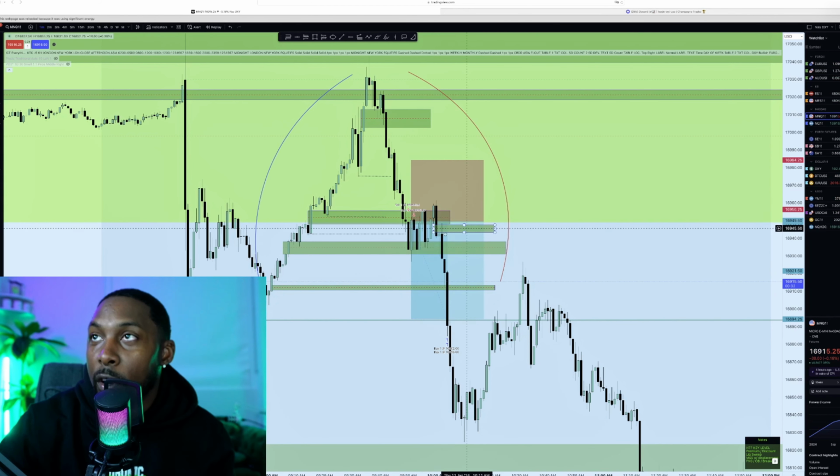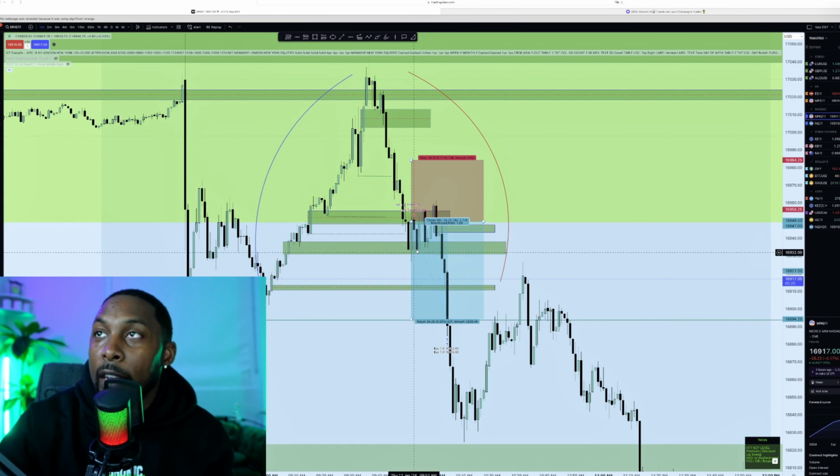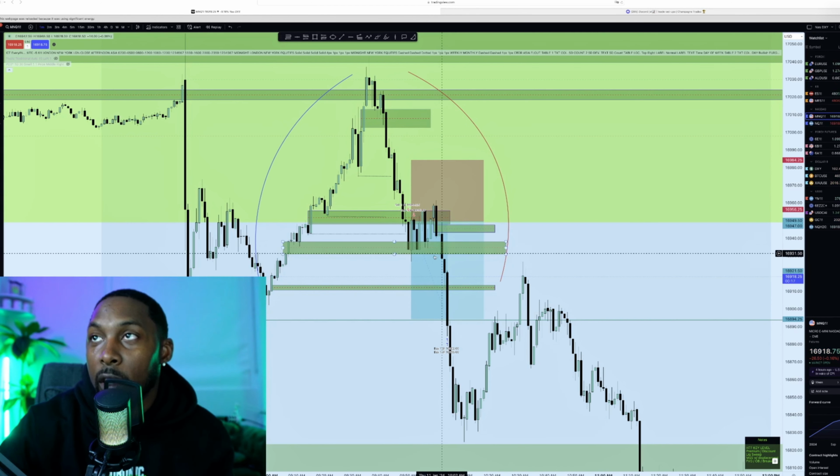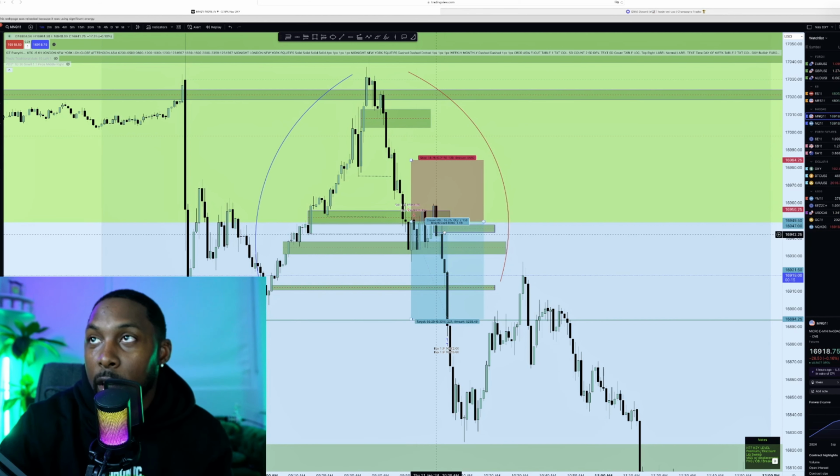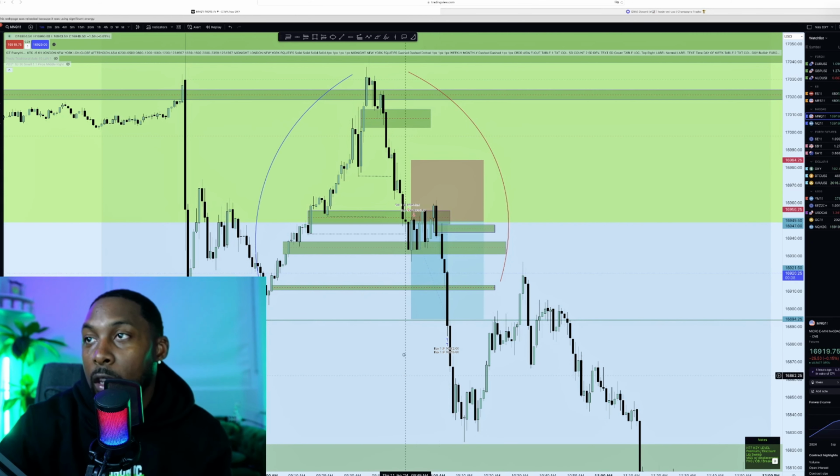These inversion fair value gaps, the way they were respecting and holding, yeah, I was telling my group right here, I need a close below this to feel good. And then I got it right here, and that made me feel good. I didn't add a position because I didn't want to be greedy, but if I was gonna add a position, it probably would have been somewhere here or here. And then it just melted. It just ran for these lows in TP, and then it kept melting down here.